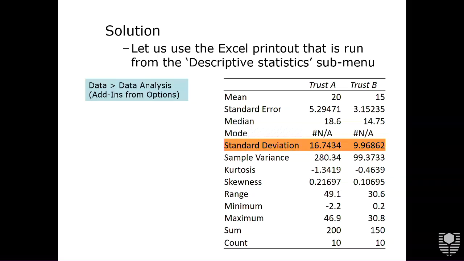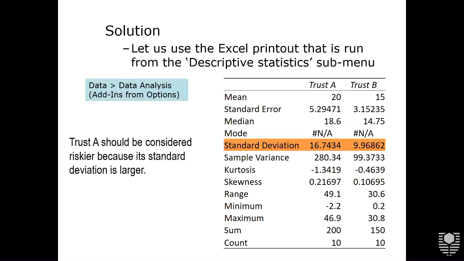We found that trust A is less risky or more risky? Right? Trust A is riskier than trust B. So in here, the amount of standard deviation of risk, trust A is bigger, so that means trust A should be considered riskier because standard deviation is larger. Right? Clear, guys? You have some question about it?